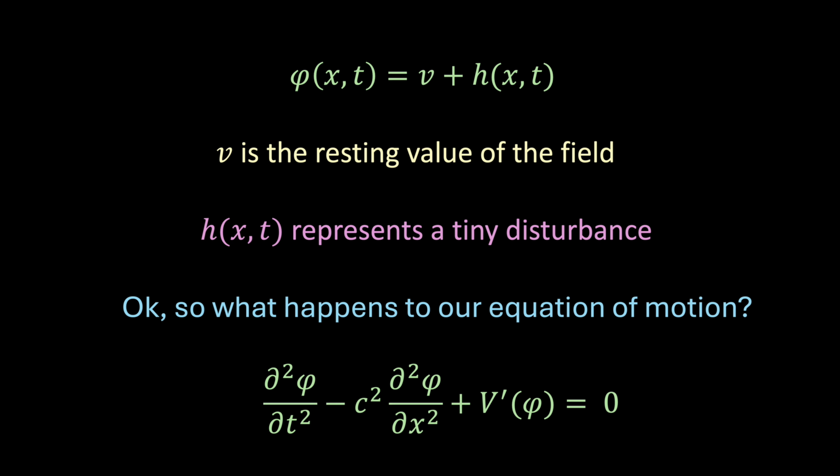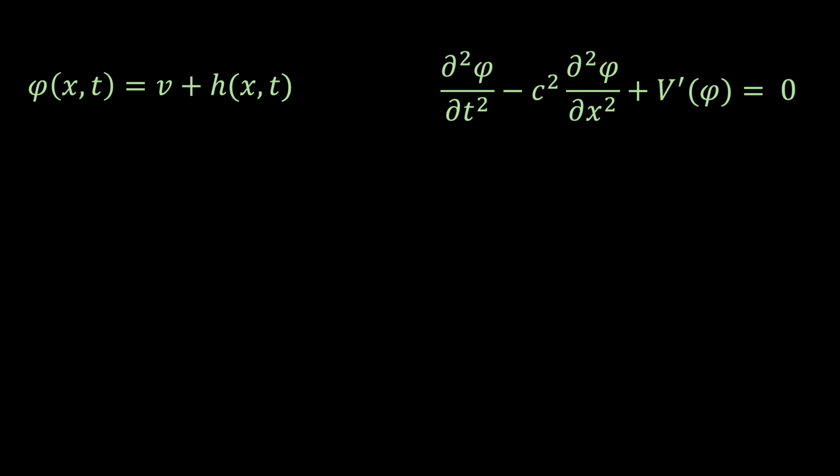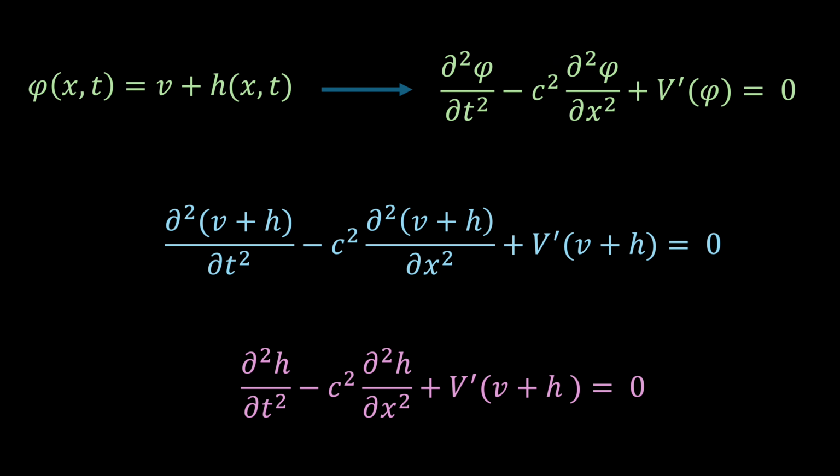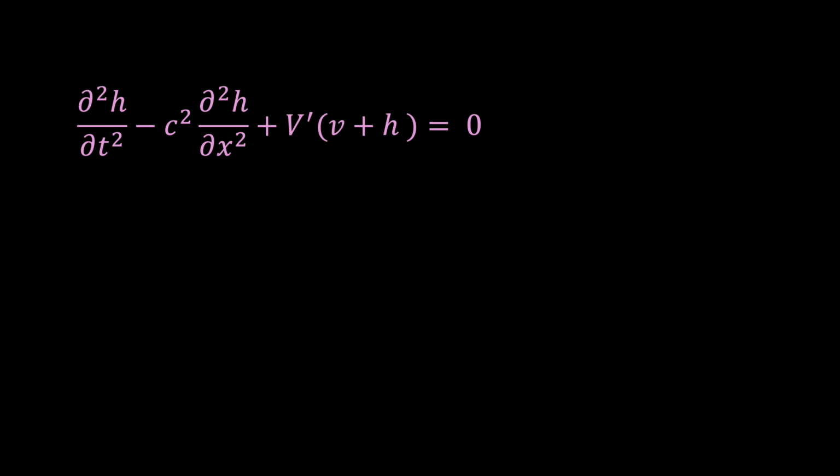Okay, so what happens to our equation of motion once we rewrite phi in this way? And note that we are now writing the equation in its general form, where the restoring term is written as the derivative of a potential function. Well, if we sub in phi equals v plus h, we find the following blue expression. And then, because v is a constant, the derivatives only act on h, and we end up with the following equation. Okay, so how do we deal with the potential term?